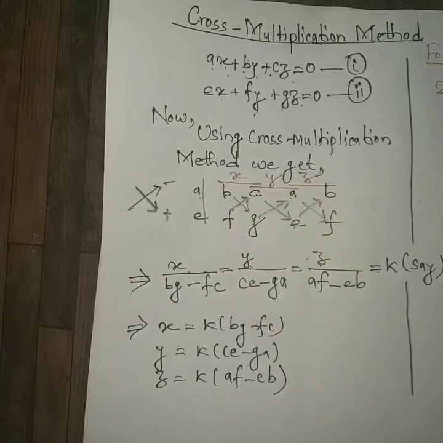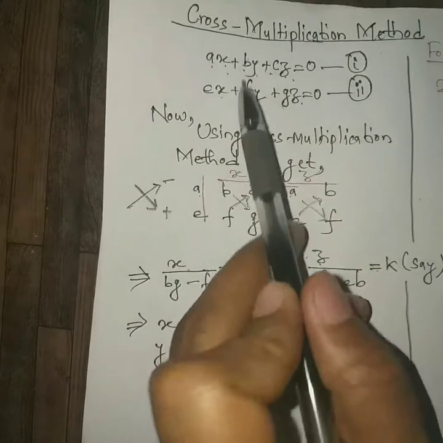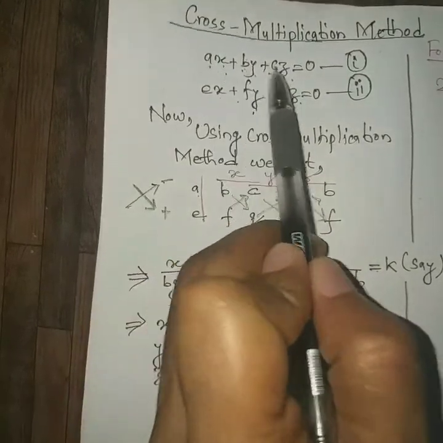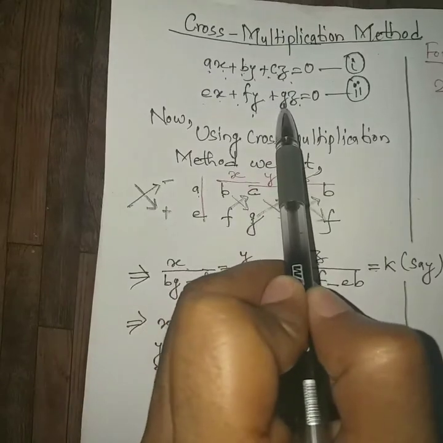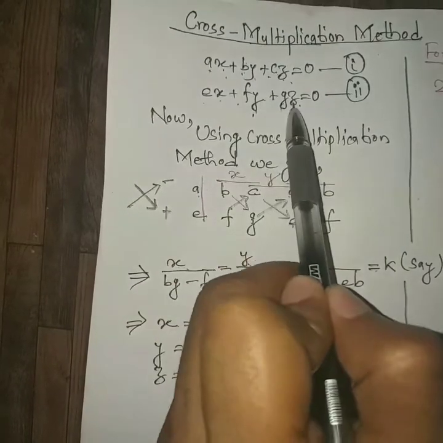Hello there. In this video, I'm going to discuss the cross multiplication method of solving two equations involving three variables. Here, I have considered two equations where a, b, c, and e, f, g are real numbers and x, y, z are the variables involved here.